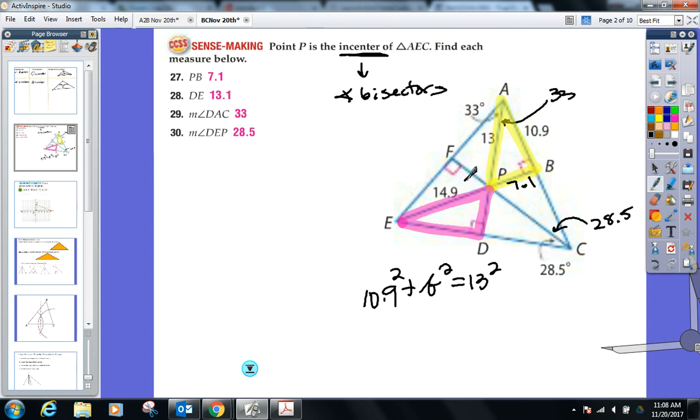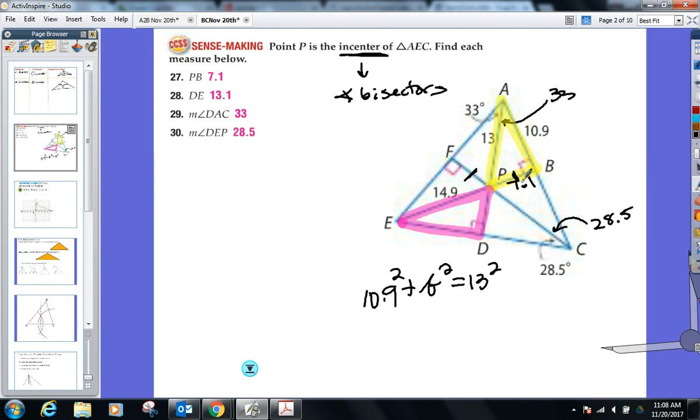PF, congruent to? PB, congruent to? PD, yep. So now, do you have a second side to do Pythagorean theorem? What's PD equal to? 7.1, because it's equidistant away from the sides. So now I can go 7.1 squared plus the missing side squared equals 14.9 squared. And that will get you to the 13.1.